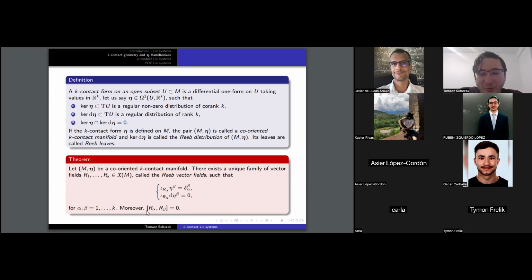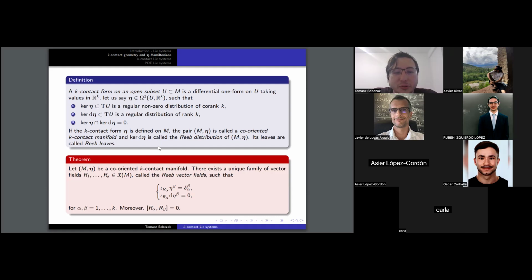This is exactly what I wanted to say, because the analysis of k-contact geometry in the literature was focusing on the k-contact form. And to find, for example, for the Lie systems, as we want to do here, it's not an easy task to find the proper k-contact form that fulfills all those properties and is compatible with our vector fields related to Lie systems. So the better thing to do, and a much easier one, is to go through the k-contact distribution way.